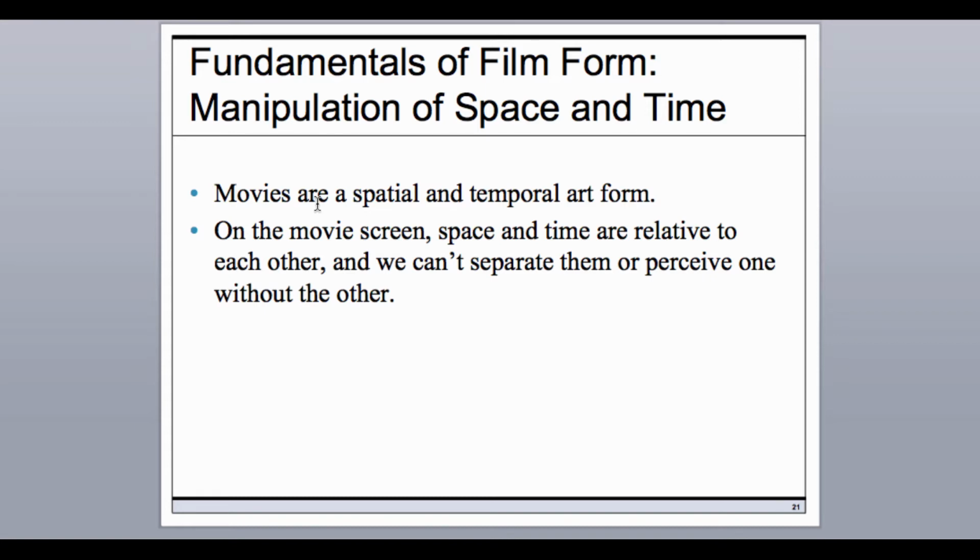Manipulation of space and time. It's common to believe that movies are based on a spatial and temporal art form. That's a matter of how distance is created in the shot and the pacing of it. So on the movie screen, space and time are relative to each other. You can't separate them or perceive one without the other, so the two are one. A little bit more complicated form here.